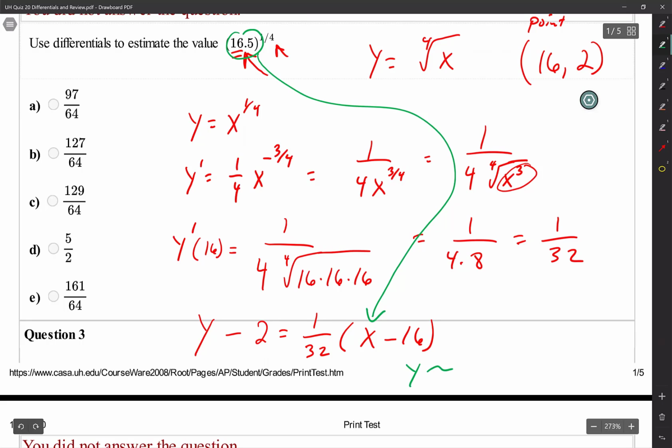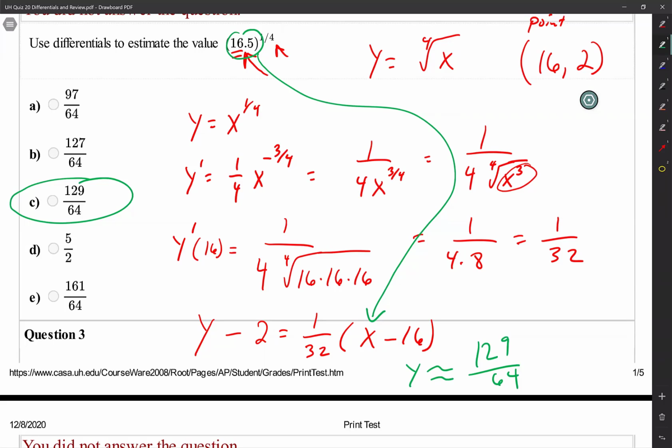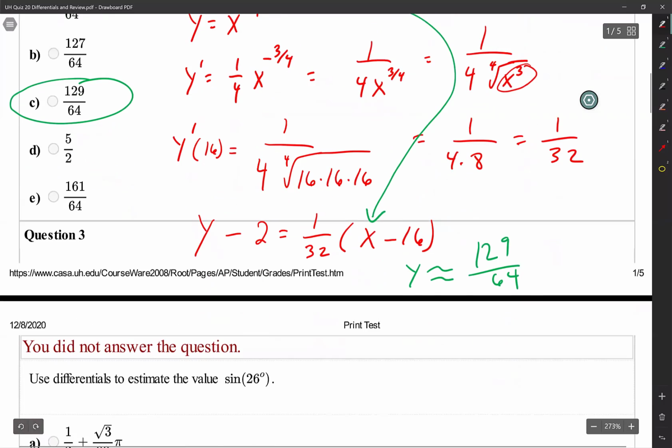So what do I get as an approximate? I'm going to type it into my little calculator. 16.5 minus 16, that's a half. So 1 over 32 times a half plus 2, and I get 129 over 64. Nothing crazy. I think we're doing pretty good so far.